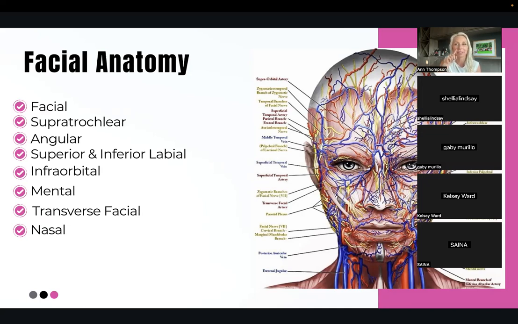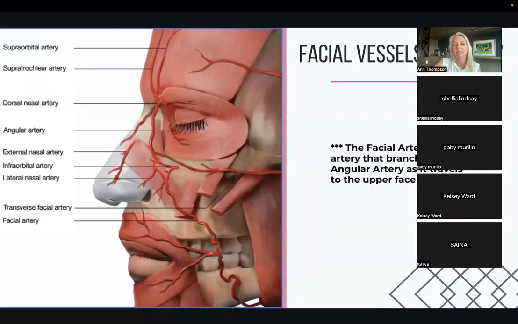Your facial artery tracks up and turns into your angular artery, and then it continues on up into your supratrochlear artery, which is right up here. You obviously have your superior and inferior labial arteries that feed from your facial artery and feed your lips. Your mental artery is in your chin, and then you also have the transverse facial artery. Your external carotid continues on up and cuts across your face, and this is the transverse facial, and then you have your nasal. This is a side view of the major blood vessels that we need to be aware of.